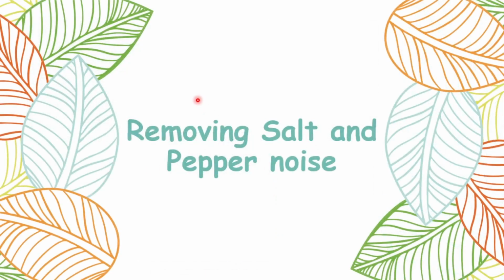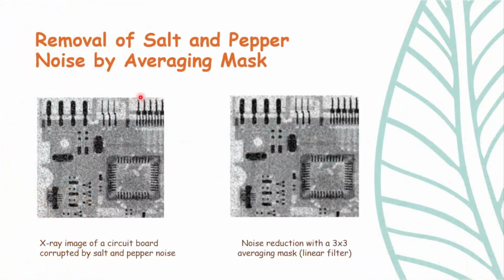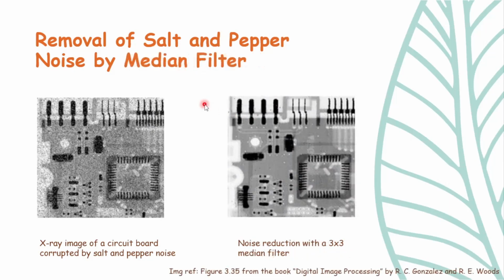Removing salt and pepper noise. Consider this image with salt and pepper noise imposed on it. First, let's consider an averaging mask. For this image, after passing it through a 3 by 3 averaging mask, the image looks like this. As we can see, there isn't much change in the image and we can't extract much information from this. Now, if we use a median filter on the same image, it looks like this. We can observe that the image is now much smoother and clear of noise. This image and the previous slides are taken from the book Digital Image Processing by Rafael C. Gonzalez.